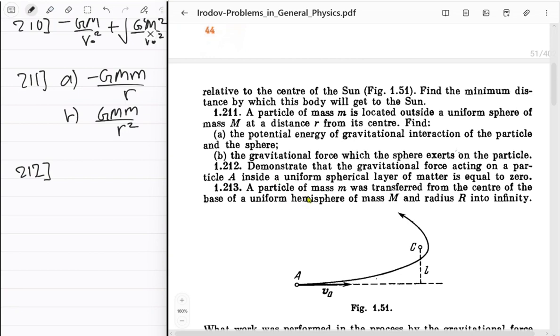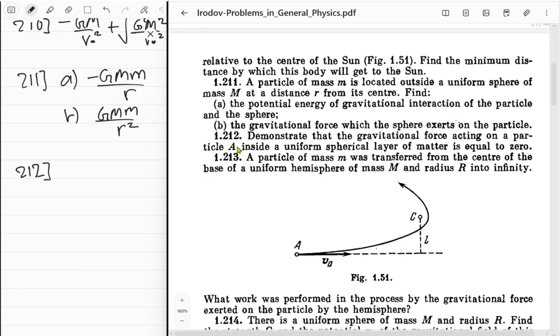Demonstrate the gravitational force acting on a particle A inside a uniform spherical layer of matter is equal to 0. So gravitational force, right? Okay, so by radial symmetry, the force is always either pointing out or in. It can't be pointing in some random direction. How would that work, right? So by symmetry, it should just be pointing radially. That's our big assumption that we make. I don't like this kind of proof, but yeah. Was there some other better way to do this thing?